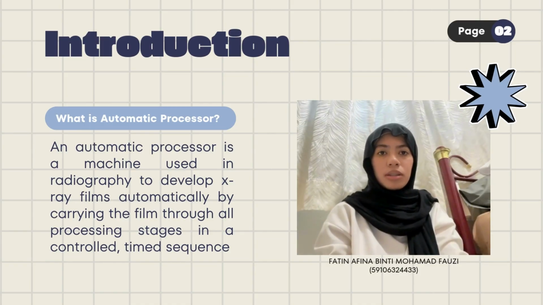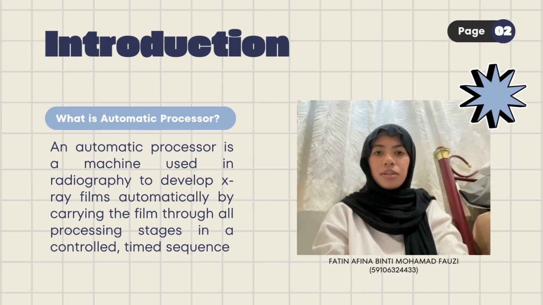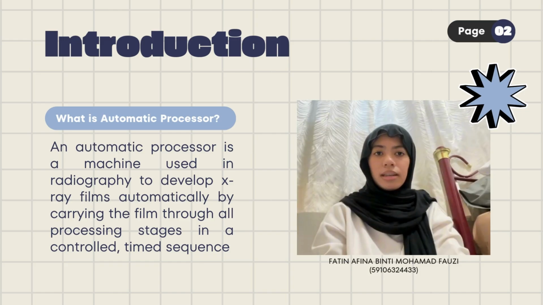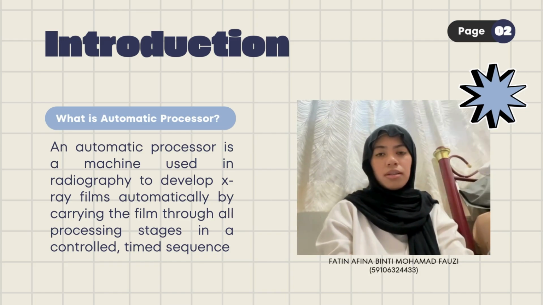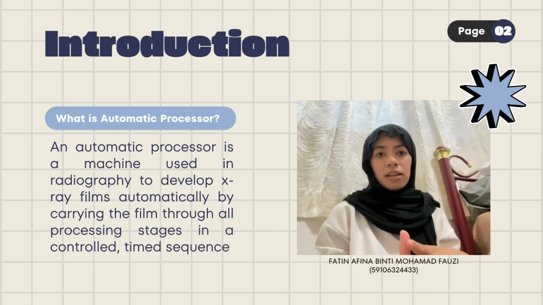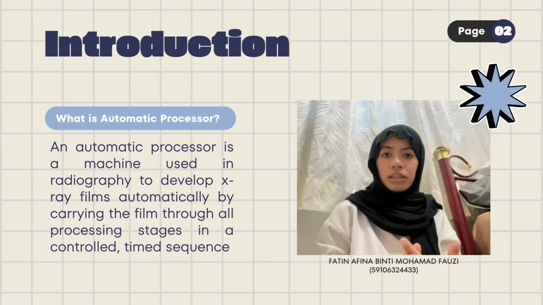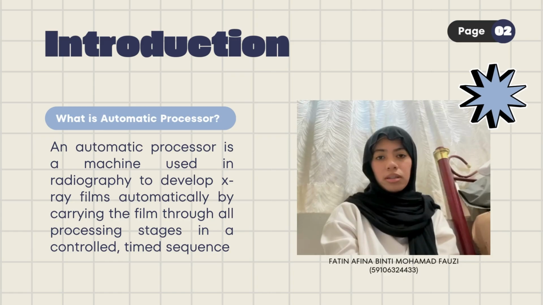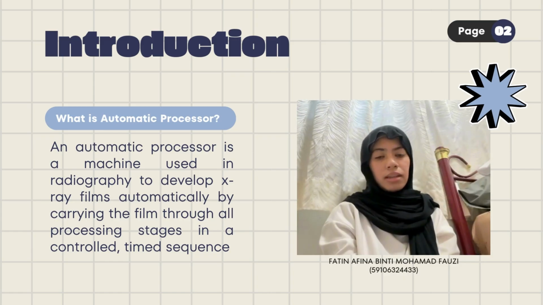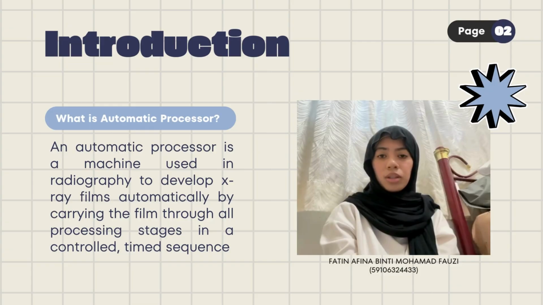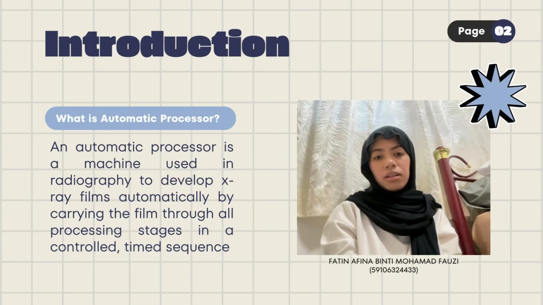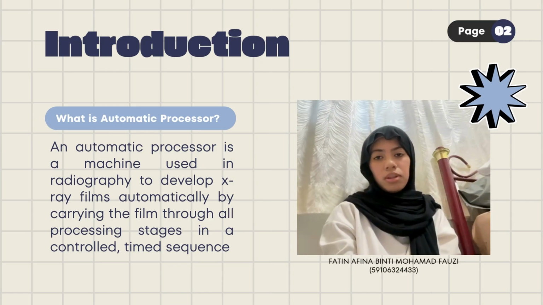An automatic processor is a machine used in radiography to process X-ray films automatically. It carries the film through all stages of processing, including developing, fixing, washing, and drying, in a controlled and timed sequence. The use of an automatic processor is important because it ensures consistent image quality, reduces processing time, and minimizes error compared to manual film processing.